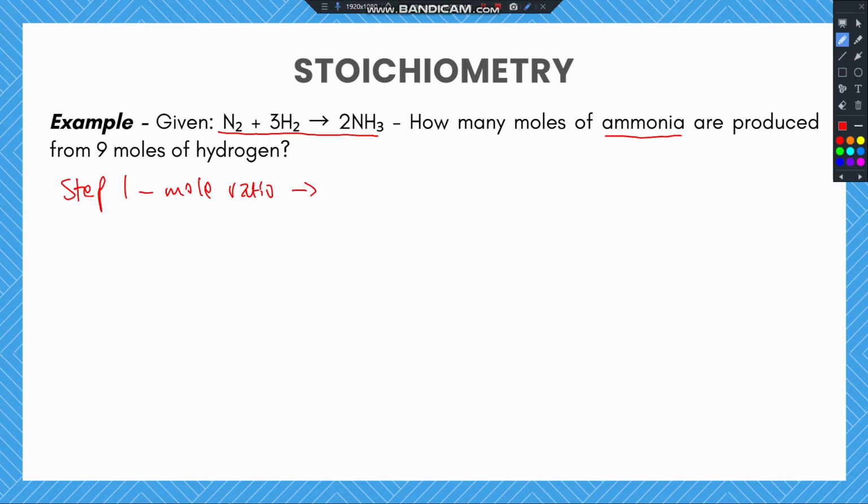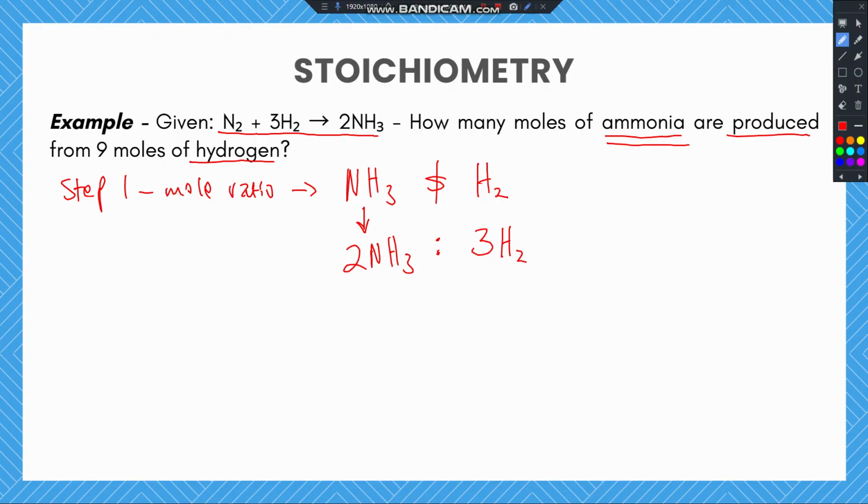How do we get the mole ratio? Well, let's get our point of reference. How many moles of ammonia? Ammonia is NH3. That's the first thing we're focusing on. And are produced from 9 moles of hydrogen. Hydrogen is the next thing we're focusing on. So let's extract hydrogen and ammonia. From the equation, you can see ammonia is written as 2NH3 and hydrogen is written as 3H2.